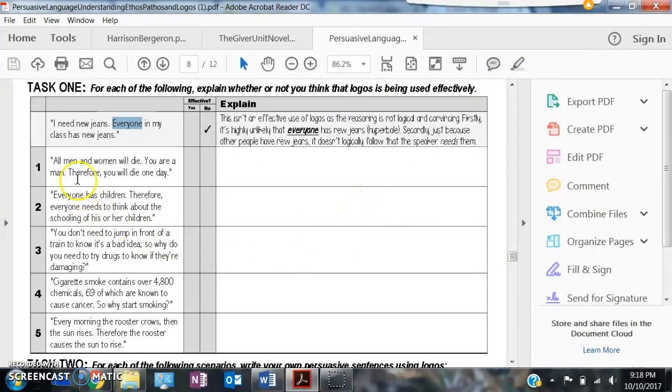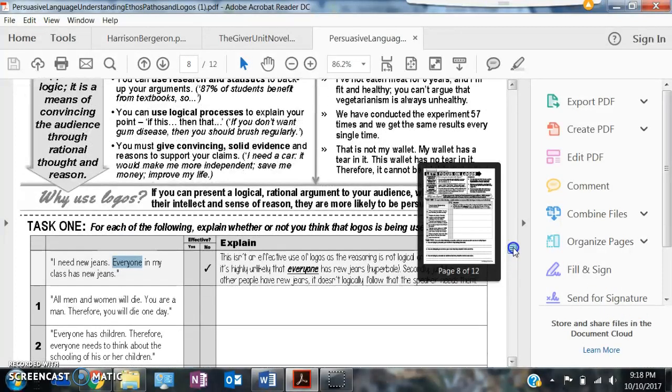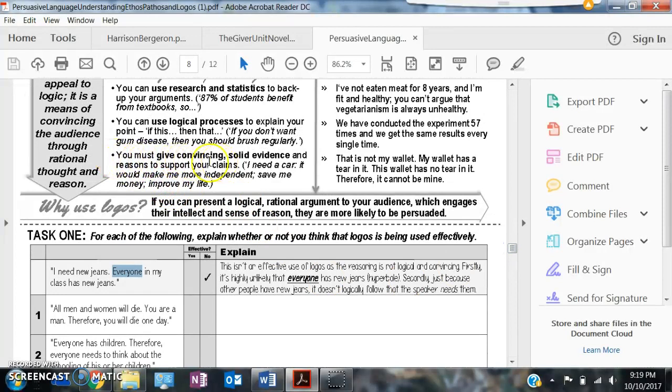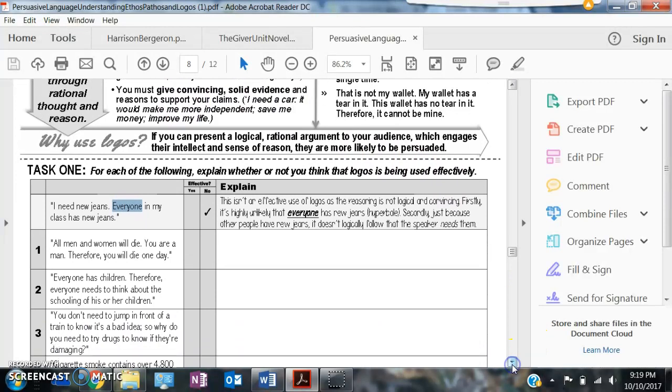Okay. Number 1 says, all men and women will die. You are a man, therefore you will die one day. Okay, I kind of think this one is kind of effective, so I would put a check mark in this box, because we do know that eventually we're all going to die, right? And if we go back and we look up at the top, I would write something about this point. It does give us solid evidence. I mean, we know that we're going to die, so it's logical, and everybody has died up to that point. Okay.